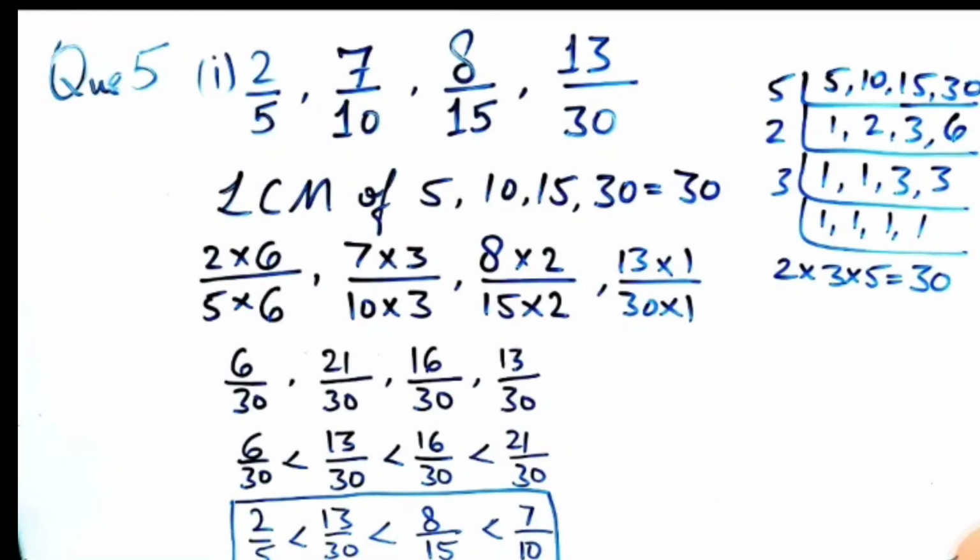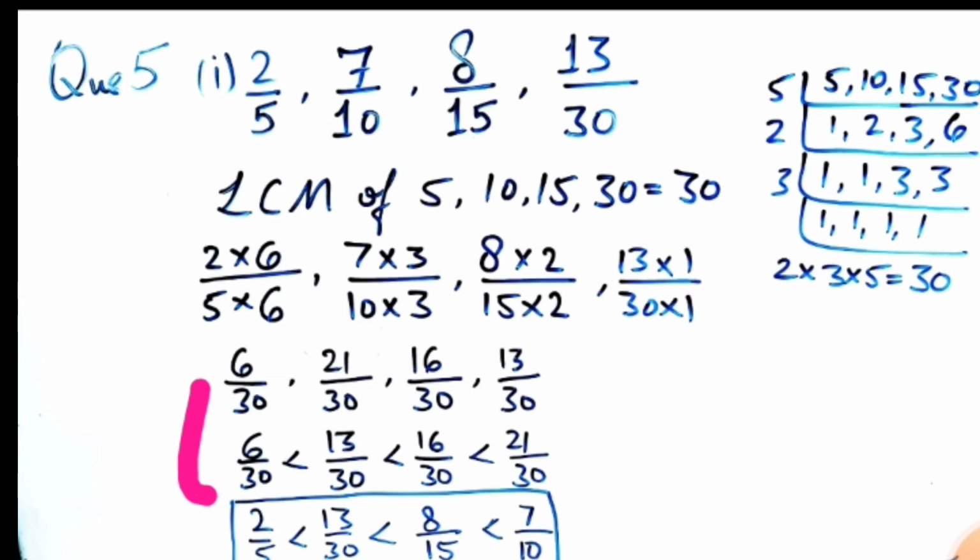Now we can see from here in this way. Now we'll multiply all, so it will be 6 by 30, 21 by 30, 16 by 30 and 13 by 30. In this way we can compare the numerators easily. Smallest one first, we are arranging in the ascending order. So small to big: 6 by 30, then 13 by 30, then 16 by 30, then 21 by 30. Now we will write them in actual form.